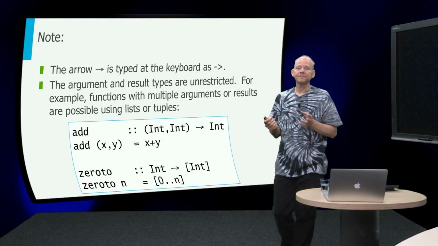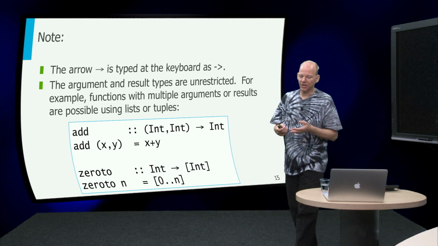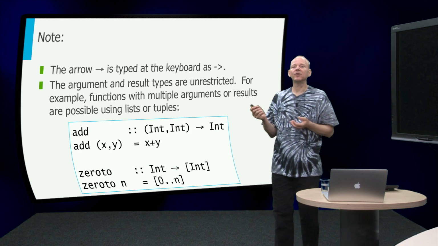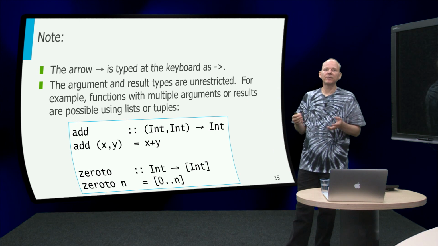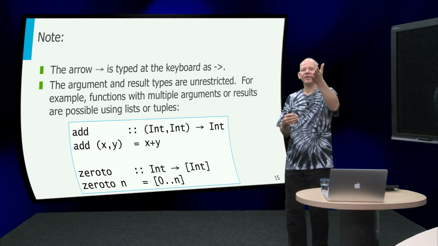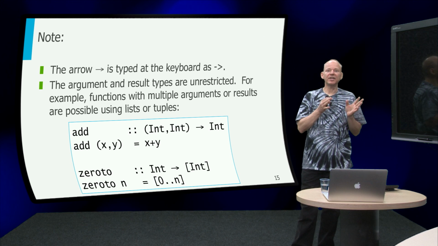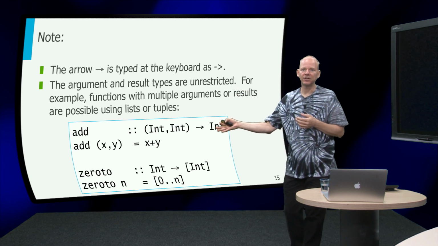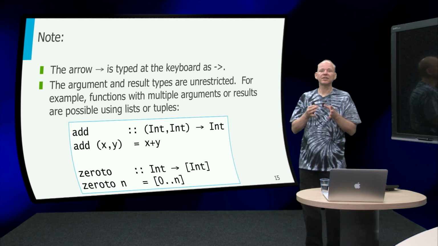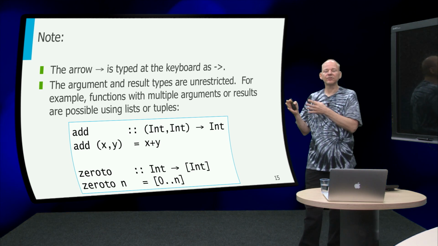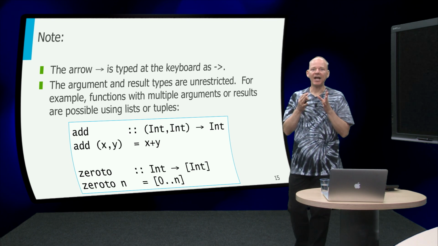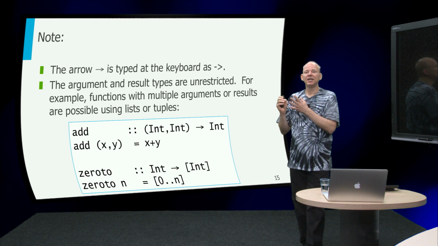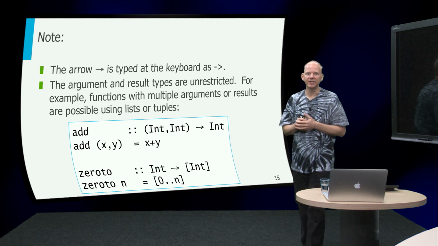When you have a function, just like with tuples and with lists, the types for the range and the domain are unrestricted. For example, we can have a function here, add, that takes as the argument a tuple of 2 integers and returns as a result another integer. So add of x comma y equals x plus y. So you see here that add takes a tuple of 2 integers and returns a result that is an integer.